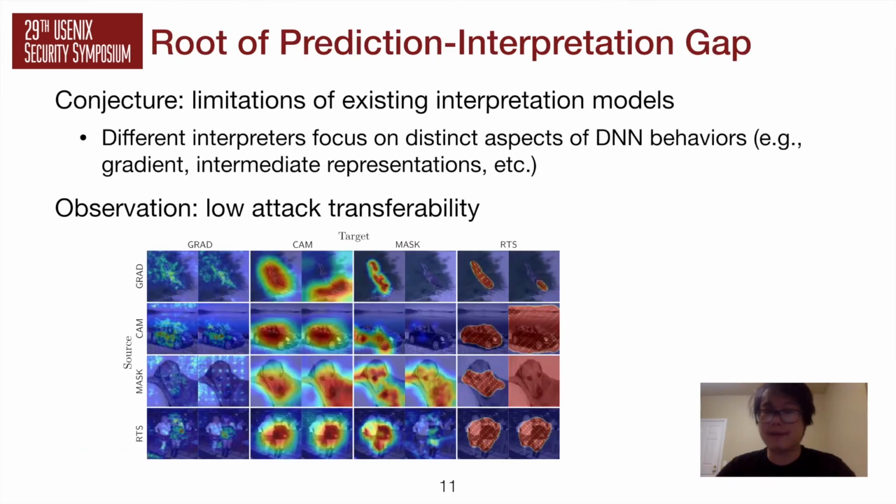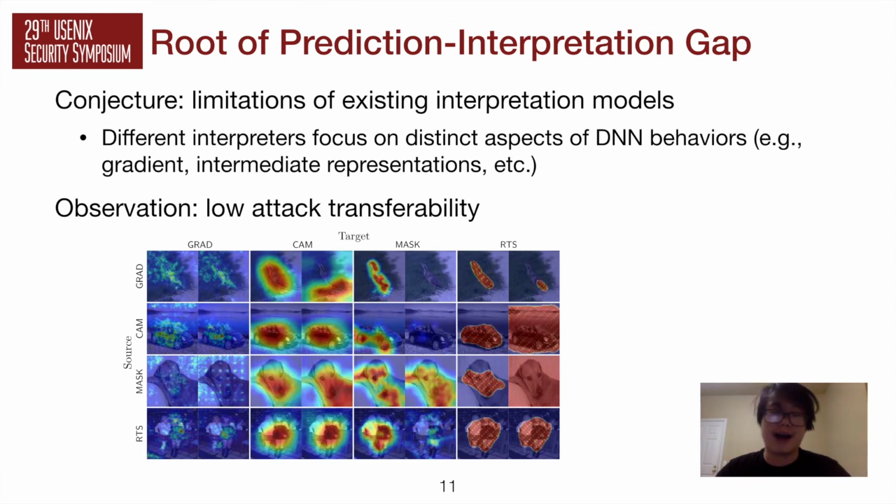Moving one more step, we hypothesize that limitations of existing interpretation models cause the prediction-interpretation gap. Different interpreters might focus on distinct aspects of DNN behavior, for example, gradient and intermediate representations.